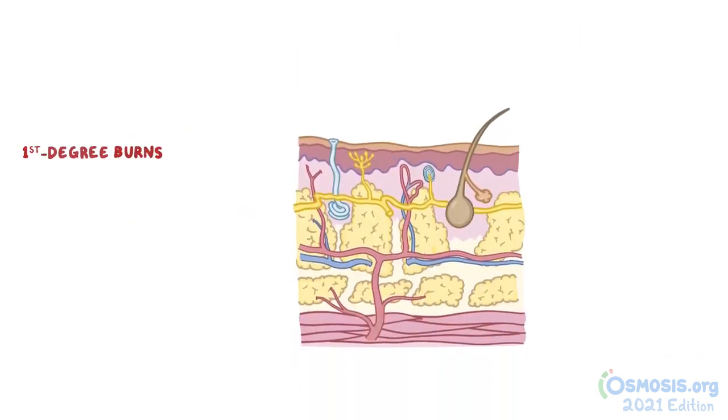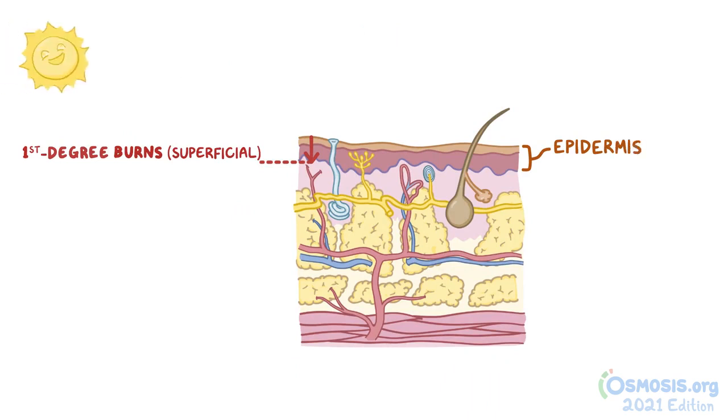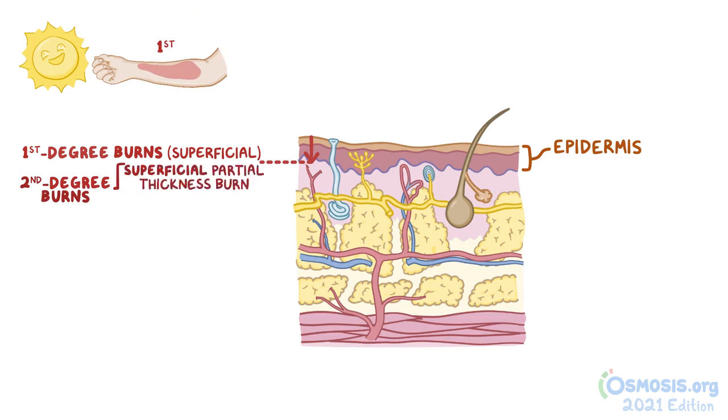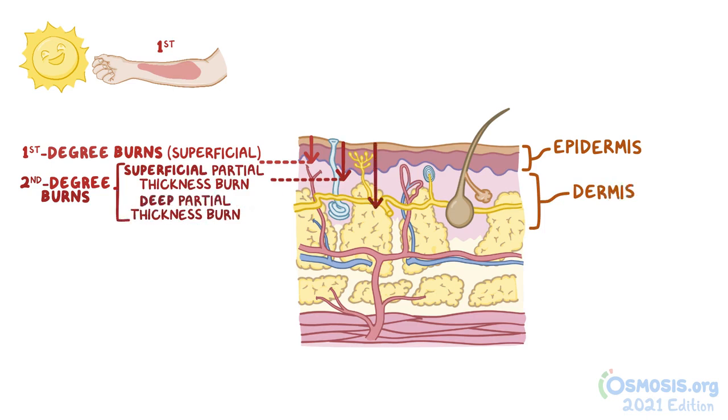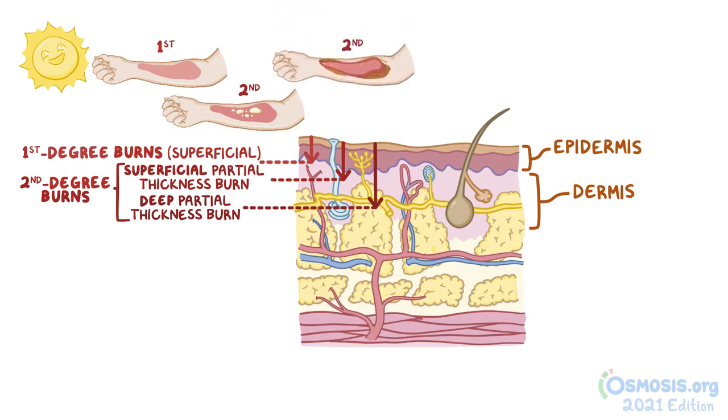First-degree burns are also called superficial burns and involve the epidermis only. A prime example would be a simple sunburn from a day at the beach, which appears red with no blisters. Second-degree burns are further subclassified into superficial partial thickness burns, which involve the epidermis and the superficial dermis, and deep partial thickness burns, which involve the epidermis and the deep dermis.